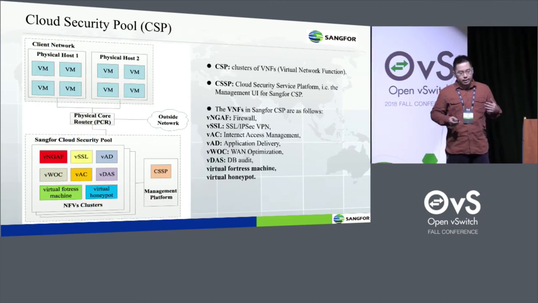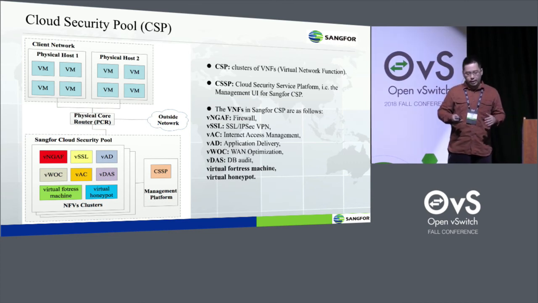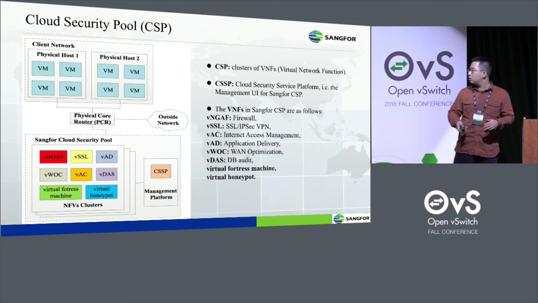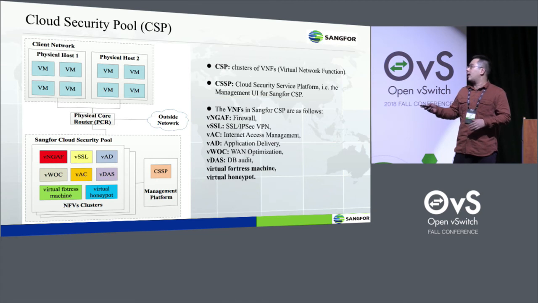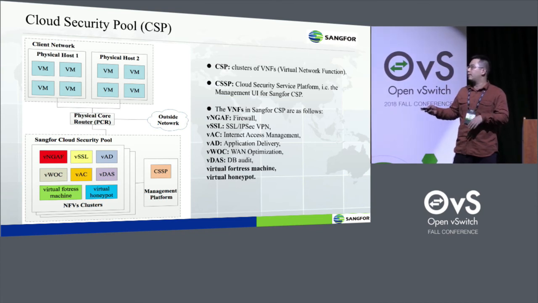Okay, first let's take a look at the CSP. It's Cloud Security Pool, CSP for short. Let's see the picture here. At the top is the client network. There are many VM physical hosts here. And in the middle is the physical core router. It will steer the traffic from the client network to the outside network. The outside network may be the internet.